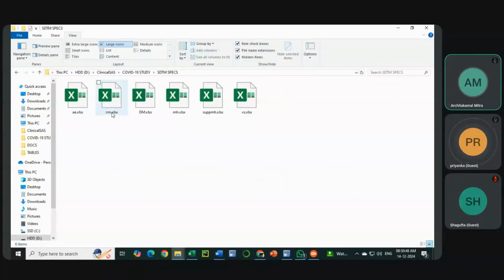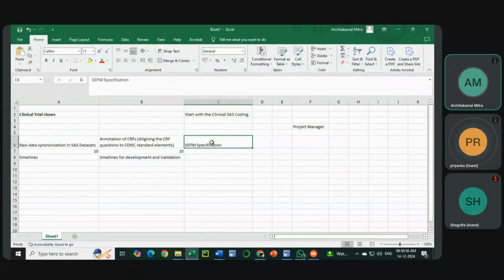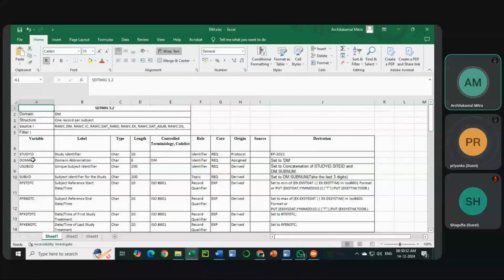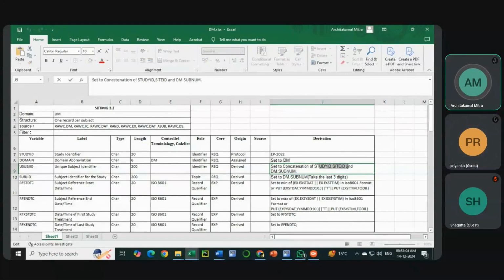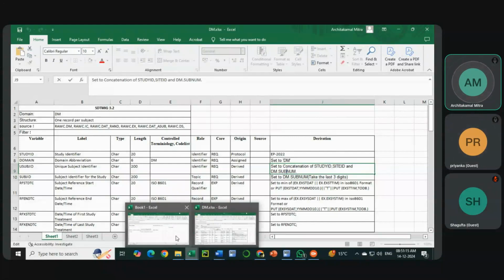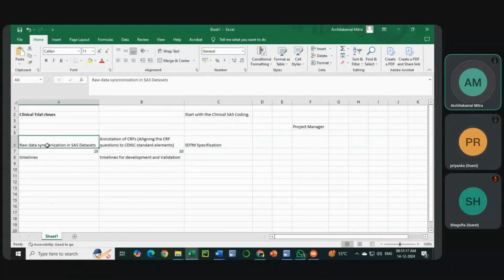So study ID, domain ID, all these things are written. How will it be derived? Study ID will be direct. Domain should be DM. USUBJID is what? It would be a concatenation of study ID, site ID, and subject number. We have this study ID, site ID, and subject number in one of the raw SAS data sets, which is actually this one.